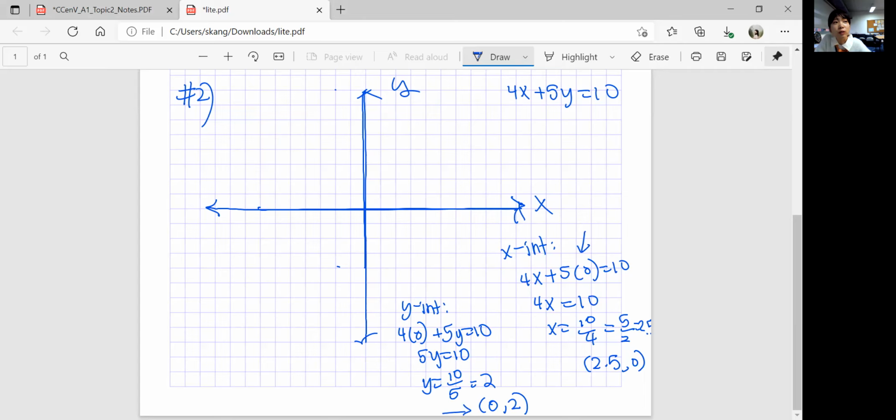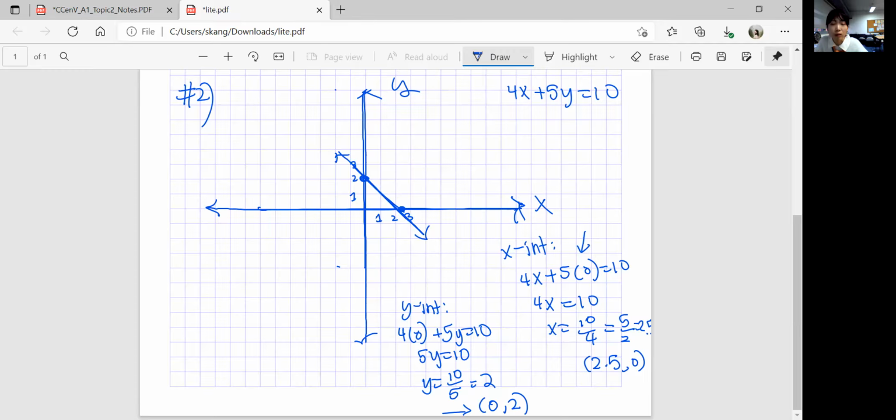So graph those 2 points. That's 1, 2, 3. That's 1, 2, 3. Okay, (0, 2) is over here. (2.5, 0) is over here. And you connect the points. Okay, and that's going to be your line.